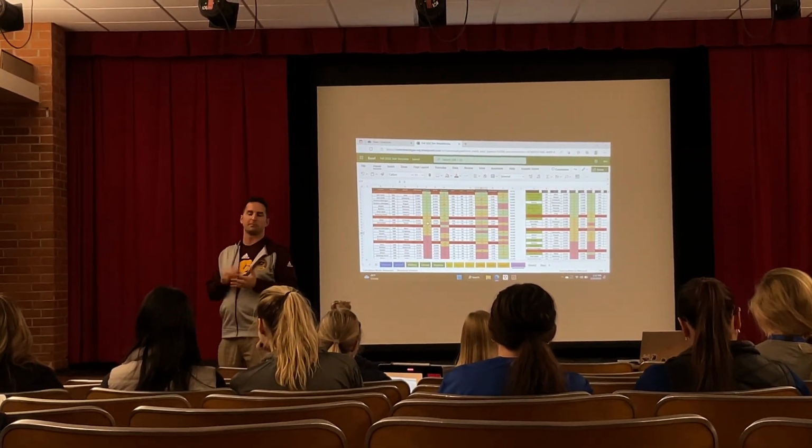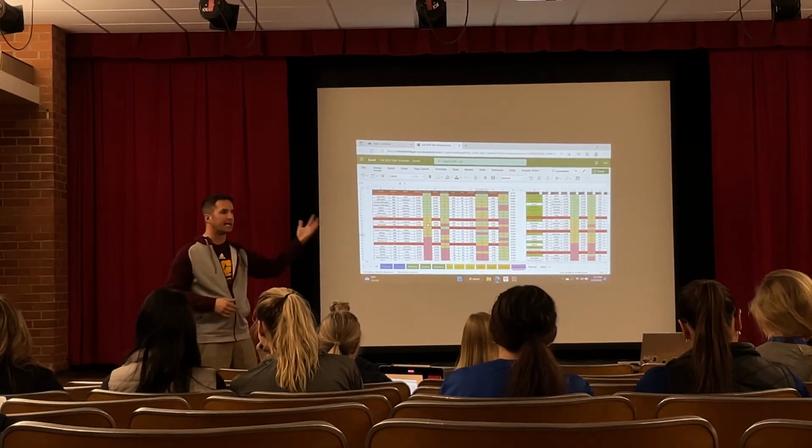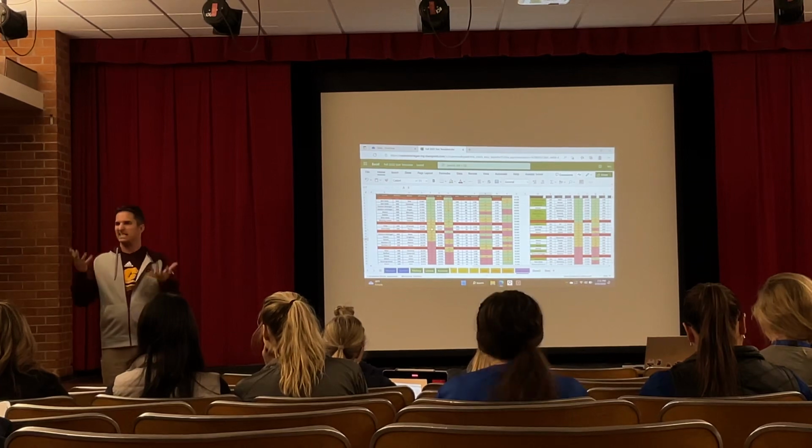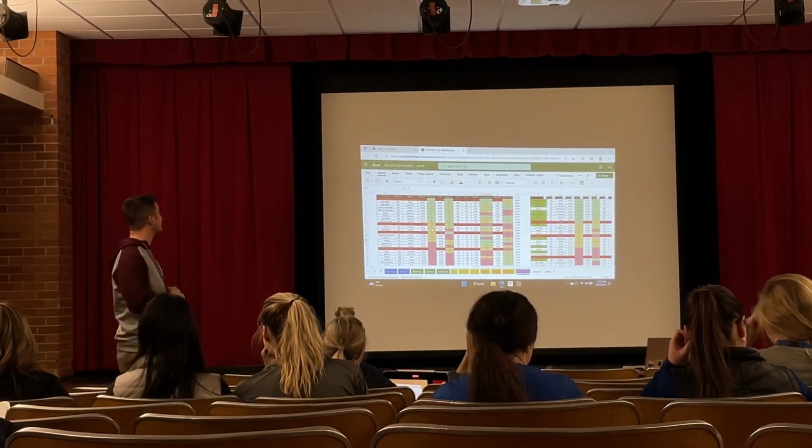We have to be able to manage the ball. We can't be high error. Maybe we got 10 kills, but if it cost us 10 errors to get there, like we're kind of net zero, right? So hitting efficiency brings that into account.